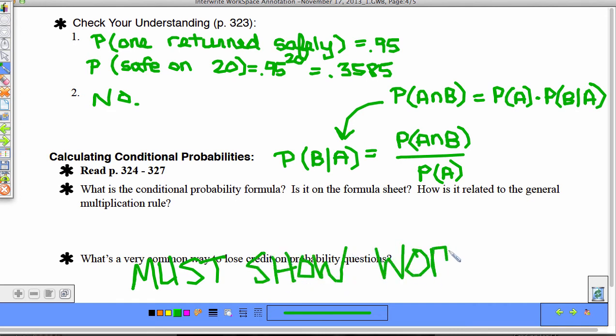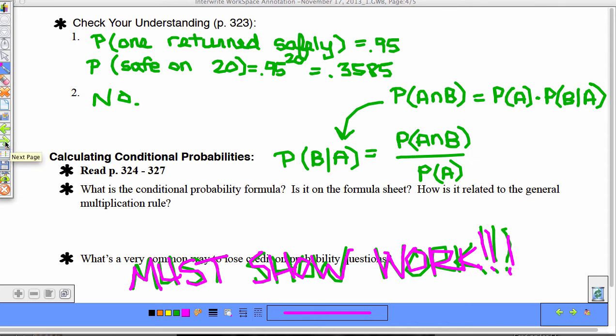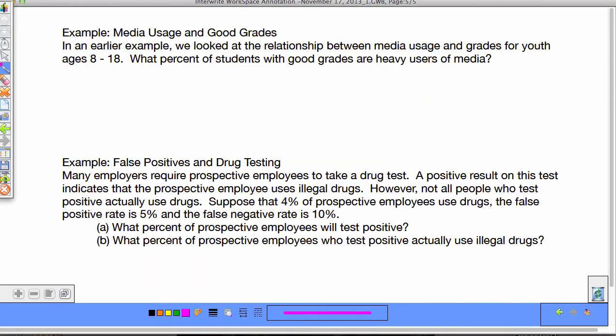It is super important. You are going to lose credit. It's awful to lose credit when you have the right answer. You must, and I'm doing it in 2 colors to emphasize this, not to mention all capital letters and 3 exclamation points. You must show your work on all of these probability questions. All of them. Okay, now that I've emphasized that, let's look at 2 last examples.